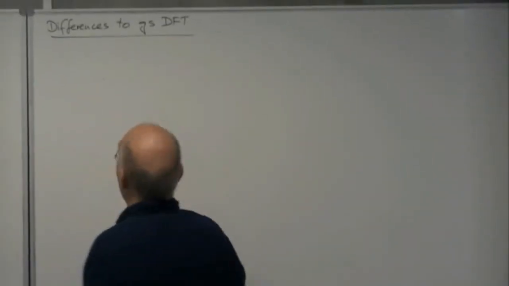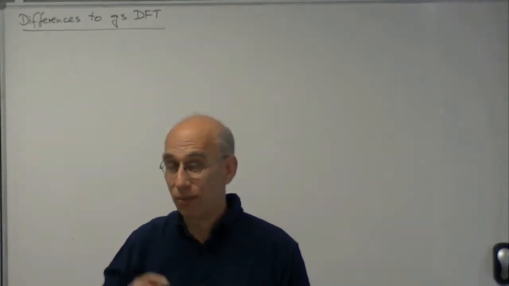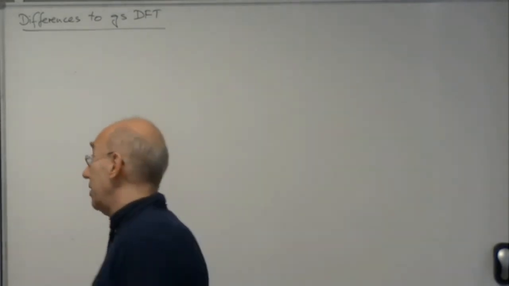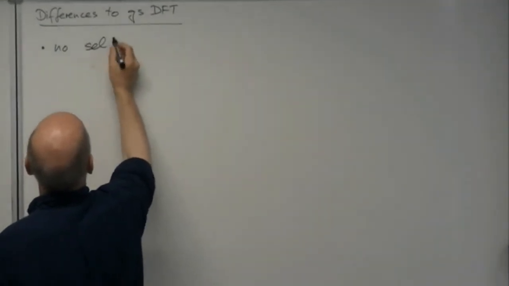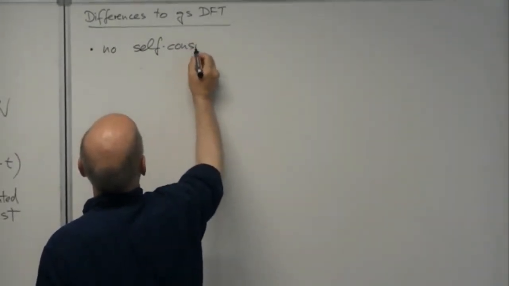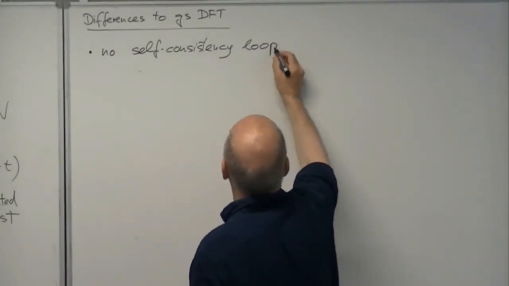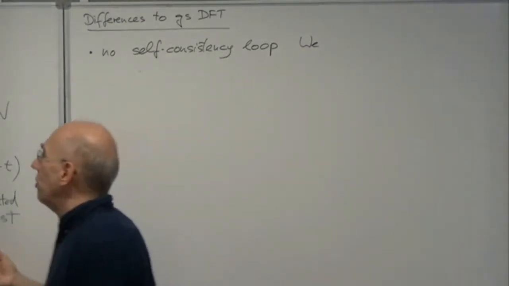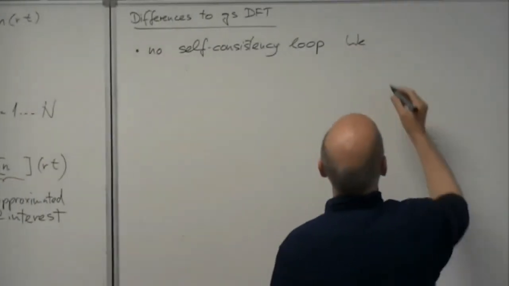Okay, so first of all, we have seen yesterday that in ground state DFT you have a self-consistency loop: solve the ground state Kohn-Sham equation self-consistently. There's no such thing here. We only have a non-linear propagation in time. We propagate these equations.